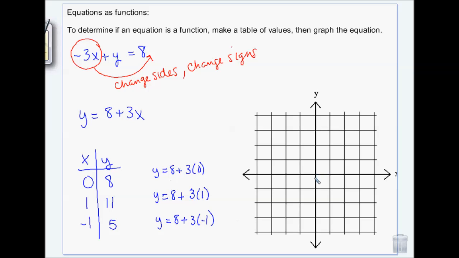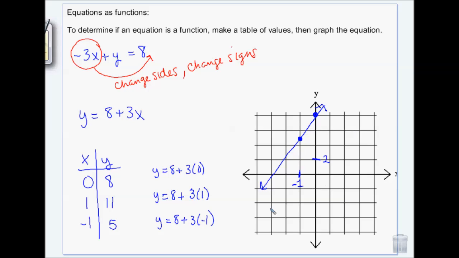So if I do 0 and 8 and negative 1 and 5, if I say that this is 2 and this is 1, negative 1. So 0, 2, 4, 6, 8. And then negative 1, 2, 4, 5. And I connect the dots.